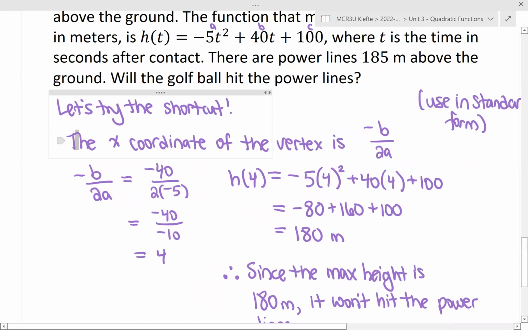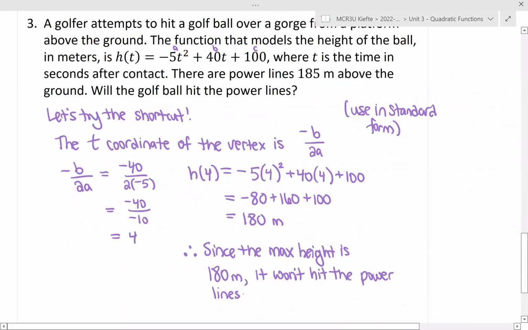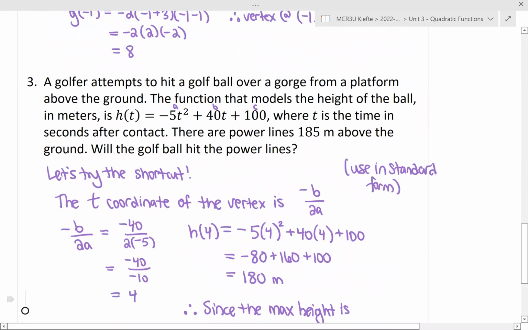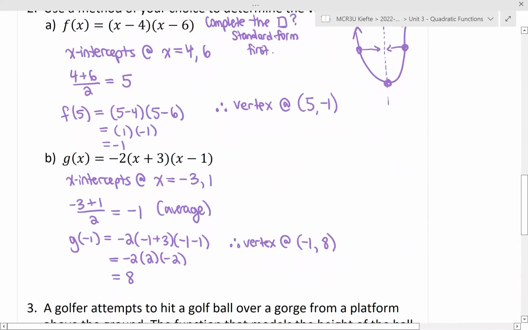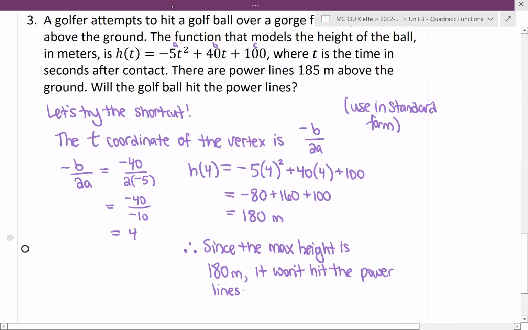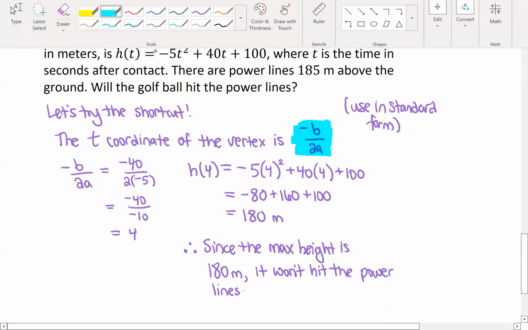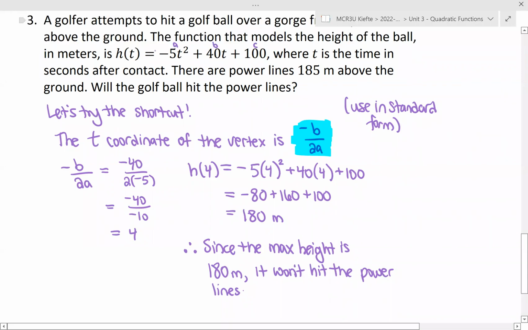And I'm just realizing that I wrote the x coordinate, but our variable is t. So the t coordinate of the vertex. So only use this in standard form. Otherwise, it's almost too much work because you'd have to expand it and simplify it and then use this method. So here is our rule, -b/2a, that will always give you the x or t coordinate of the vertex.